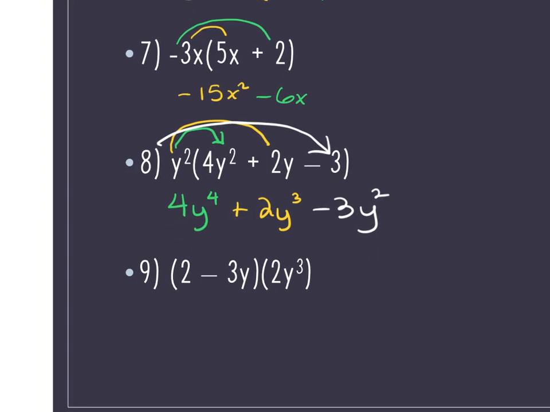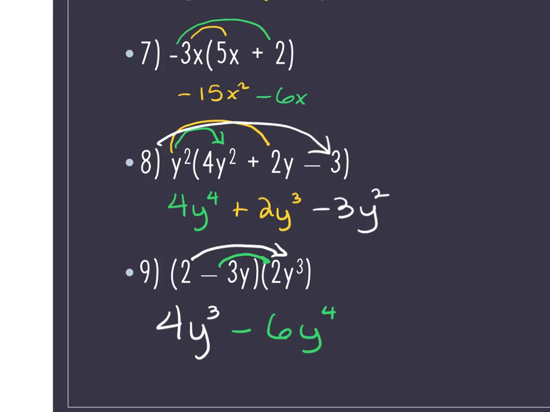Same thing, even though it looks like it's written backwards, you could either think of it going this way or move it to the front, but it really doesn't matter. You're still doing the same thing. So I'm going to distribute the 2 to the 2y to the 3rd, and then I'm going to distribute the -3y also to the 2y to the 3rd.